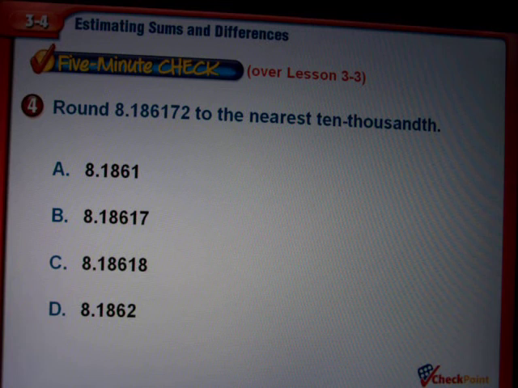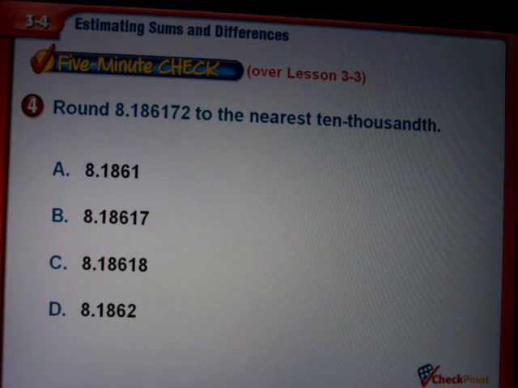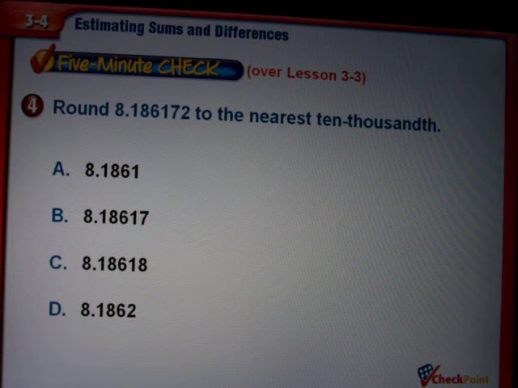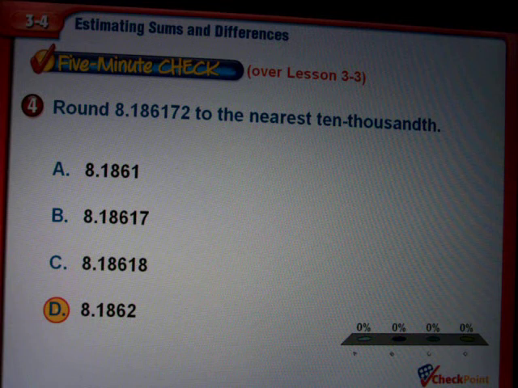Now we're going to round 8 and 186,172 to the nearest 10,000. Oh, I don't even know what place value that is off the top of my head. I'm not even going to try to read these for you and slaughter them. So is the answer A, B, C, or D? First of all, find the one that goes to the 10,000ths place, and then see which one is rounded correctly. And your answer is D.